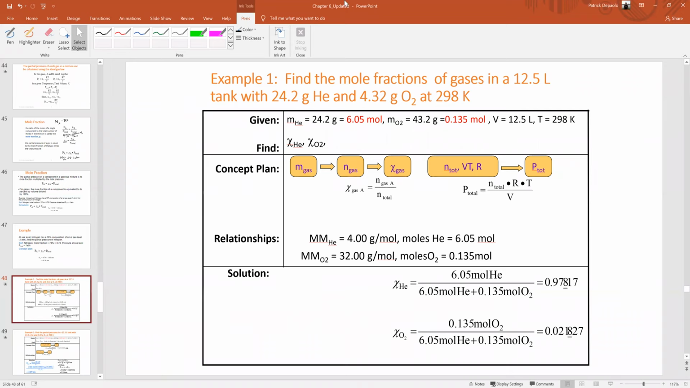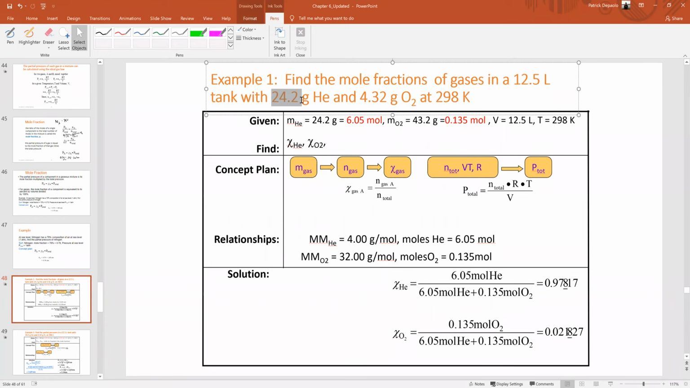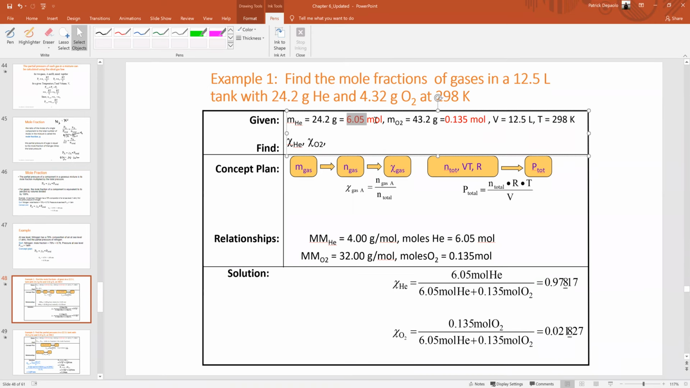Okay, here's one. Find the mole fractions of gases in a 12.5 liter tank with 24.2 grams of helium and 4.32 grams of oxygen at 298 K. First, you can find the moles since you're given grams. Helium: 24.2 grams divided by the molar mass of helium, which is 4, gives you 6.05 moles. Doing the same thing for oxygen, you have 4.32 grams divided by 32, which equals 0.135 moles of oxygen.